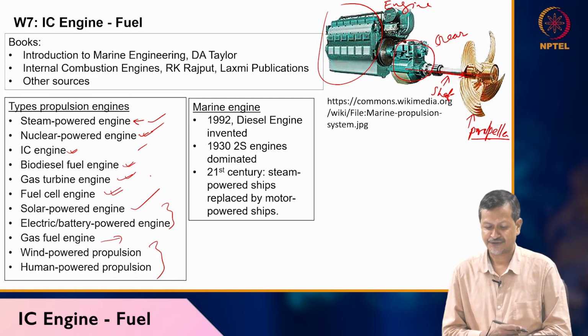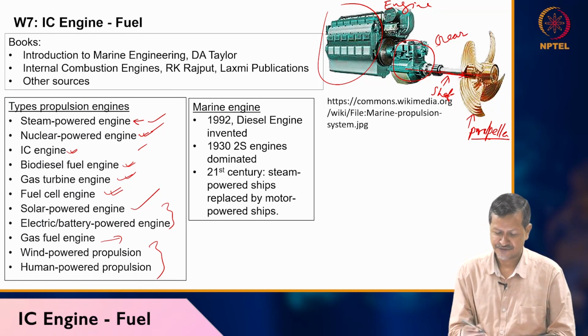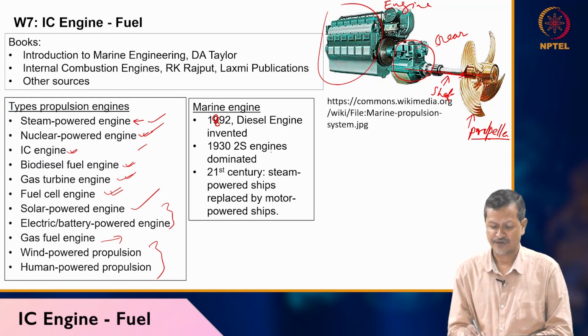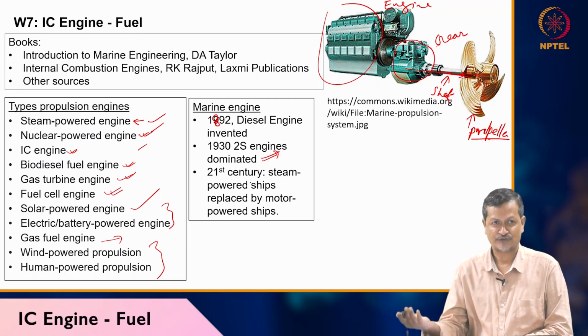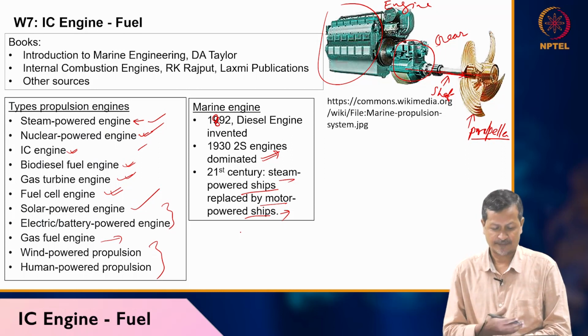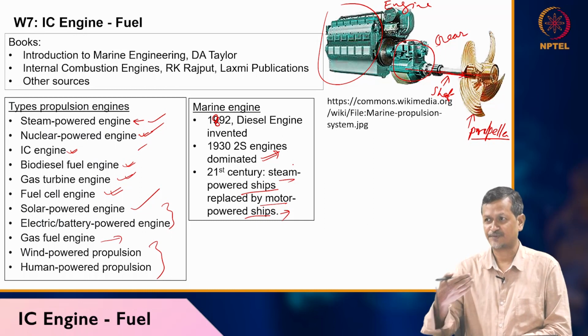Marine engineering, marine engine: if you see the diesel engine, I think it was invented in 1892, and in the 1930s two stroke engines dominated. Later four stroke engines dominated. Then finally steam power ships were replaced by motor power ships. Motor power ship means more on IC engine based systems, or electric power, which is coming now, electric or solar power. So gradually the transformation is happening.